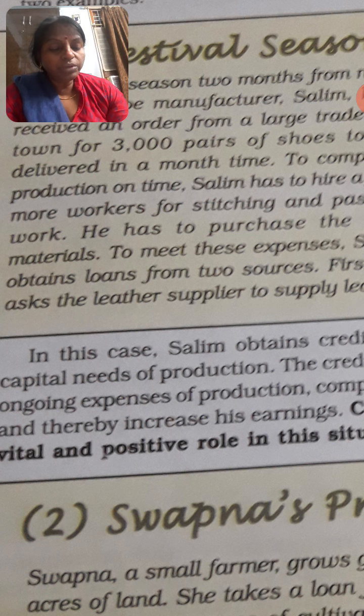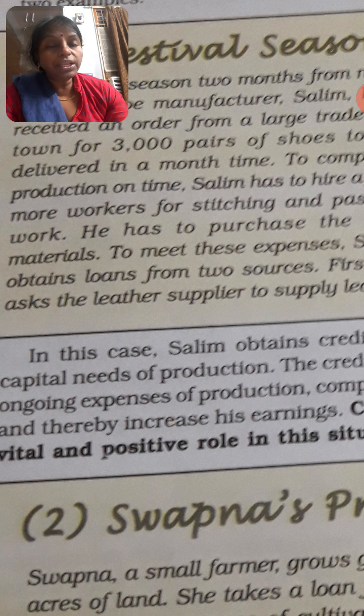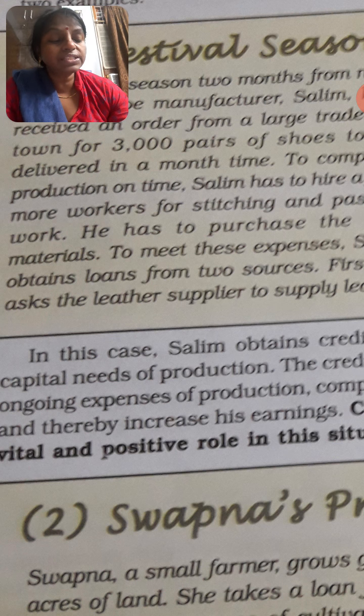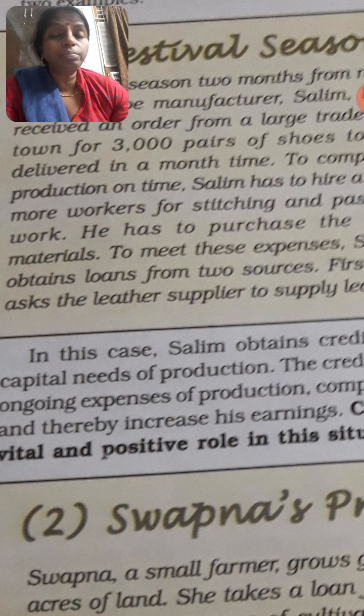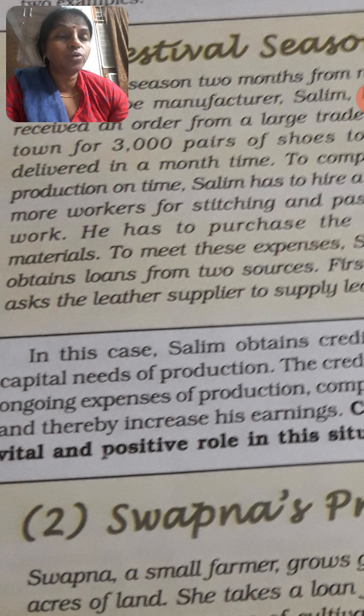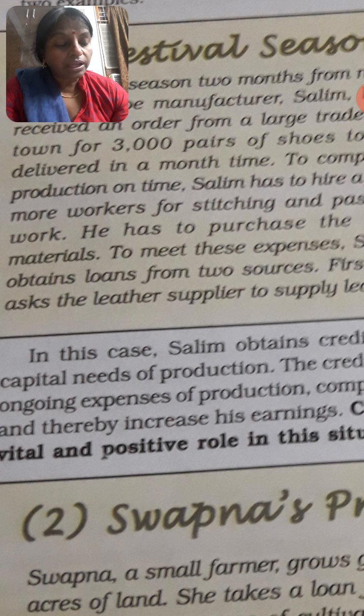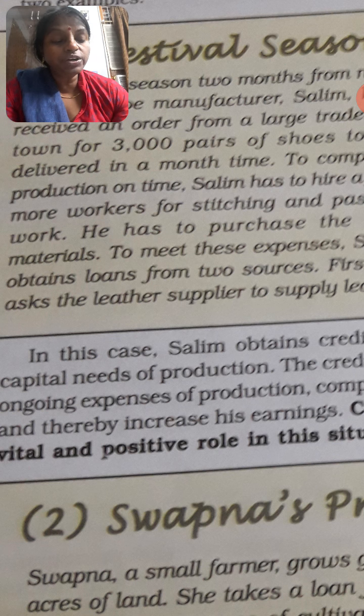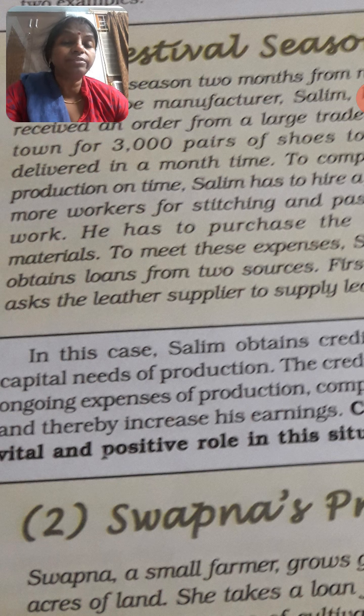To meet the expenses, he gets a loan from two sources. First, he asks the leather supplier to supply leather and promises to pay later after the delivery. Second, he obtains a loan in cash from the large trader who has given him the order, an advance payment from the trader for 1,000 pairs of shoes, because he has to deliver 3,000.